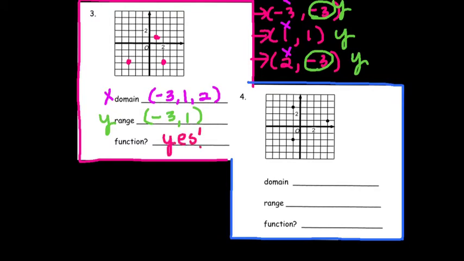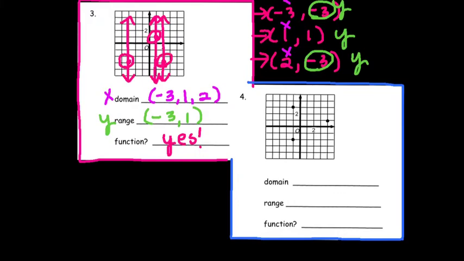Now, there is one more way to determine if it's a function on a graph, and that is to use what's called the vertical line test. The vertical line test basically says that I should be able to draw a vertical line through any point on the graph and it not touch more than one point on the graph. And if you notice, I just drew a vertical line through every single point and it only touched one point on each of these. So therefore, it is a function.